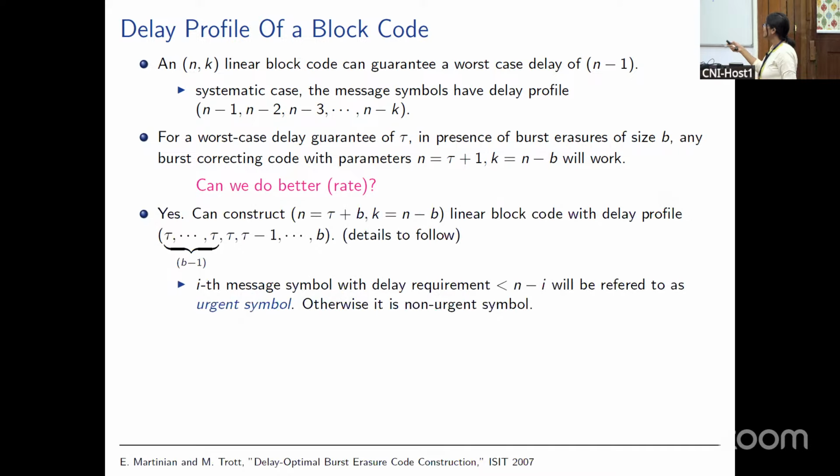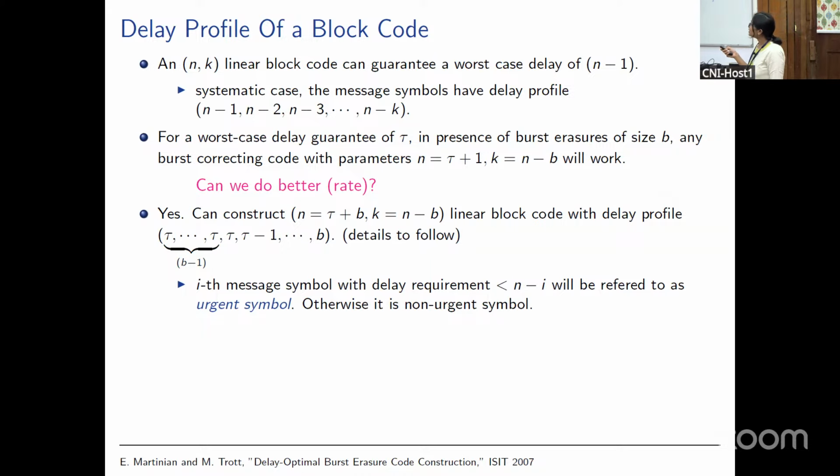We can do that. We can construct codes with block length tau plus b and dimension n minus b, which are burst correcting, but have a better delay profile. Here we want the first symbol to be corrected within a delay of tau, which means it can use tau packets in the future, which also means that it cannot use all the parity symbols available. The message symbols which cannot access the entire codeword are referred to as urgent symbols, particularly here M1, M2, and so on till M_{b-1}. There are b minus 1 urgent symbols.